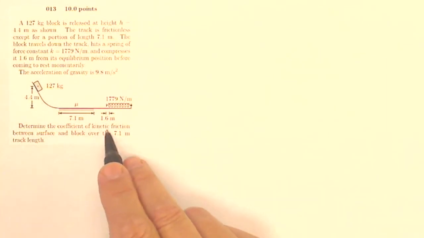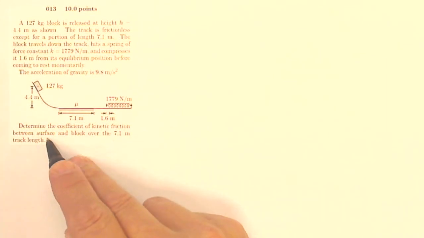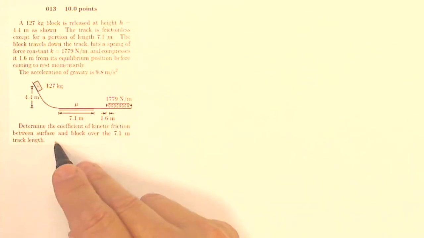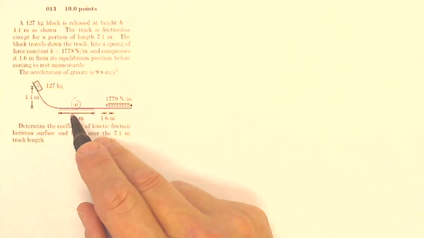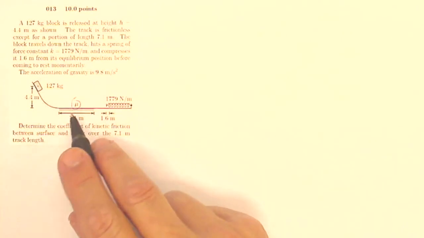Determine the coefficient of kinetic friction between the surface and the block over the 7.1 meter track length. So you're looking for mu, the coefficient of friction. Well, let's see how we're going to get here.